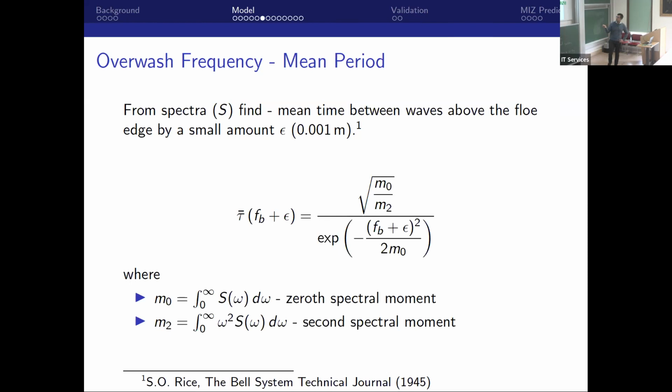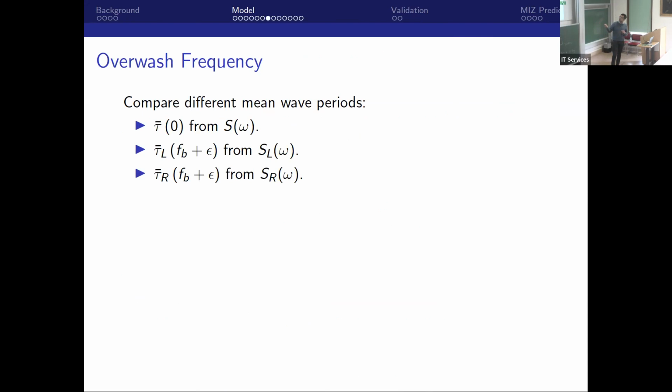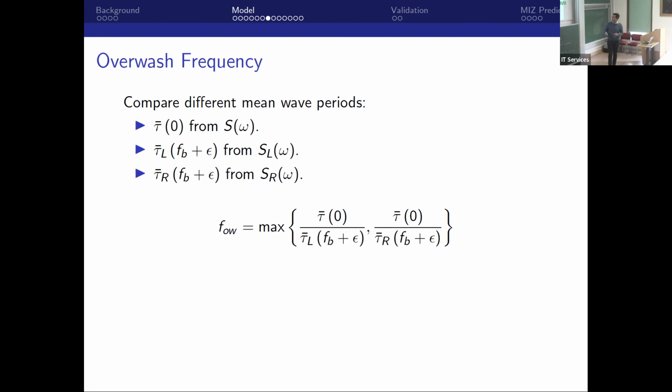Okay, and this is the expression here. The mean time between waves above the freeboard, i.e. the mean time between overwashing waves, is given by this expression here on the right, which just depends on our spectral moments of the spectra that we have. So at the left edge, it's S_L, and at the right edge, it's S_R. And this is the definition of our spectral moments. So now we have the mean period of the incoming wave, the mean time between overwash events at the left edge and at the right edge. And we compare those to get a frequency of overwashing, which is given here. And we take the maximum just because we don't care whether it's the left or the right that is overwashing.